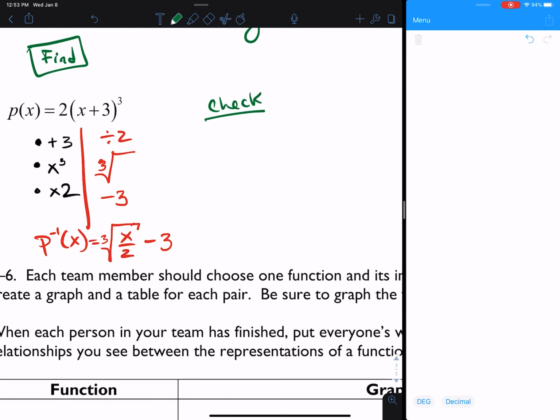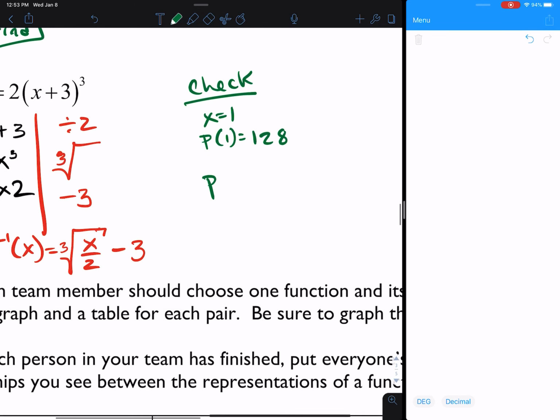To check, so here I go checking. I'm going to pick a value for x. Let's see, I'm going to pick 1. x equals 1. And that means P of 1 equals 1 plus 3 is 4. 4 cubed, that's 4 times 4 is 16, times 4 is 64. 64 times 2, that's 128. So the output is 128. So 128 is now the input for the next machine.